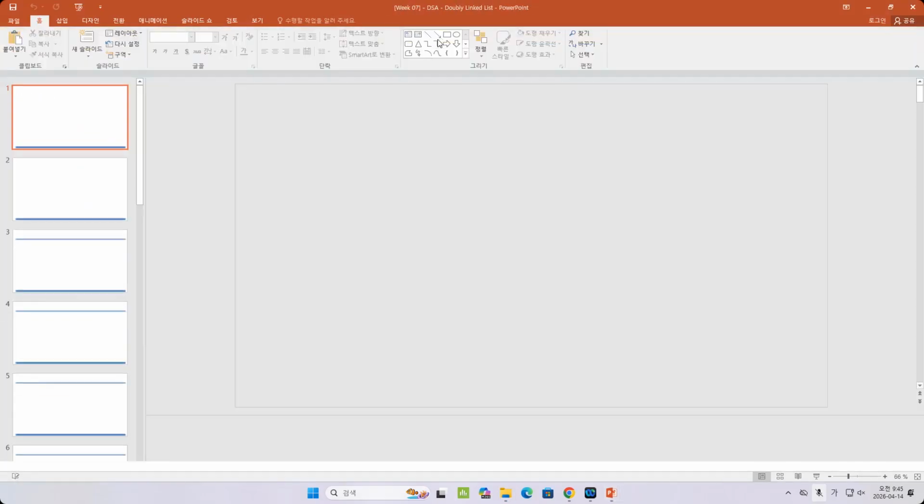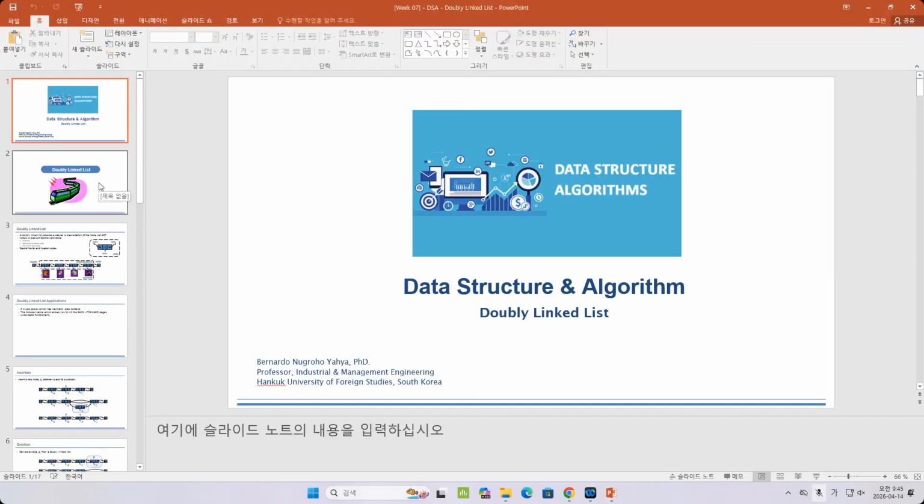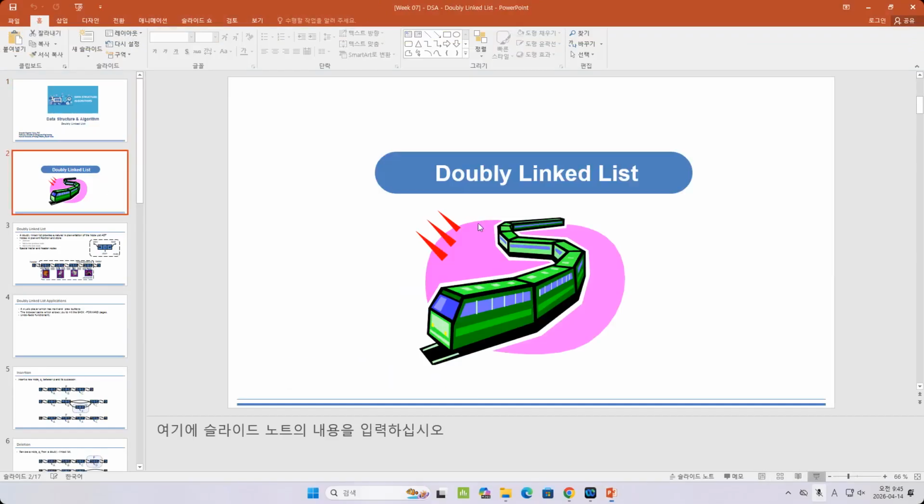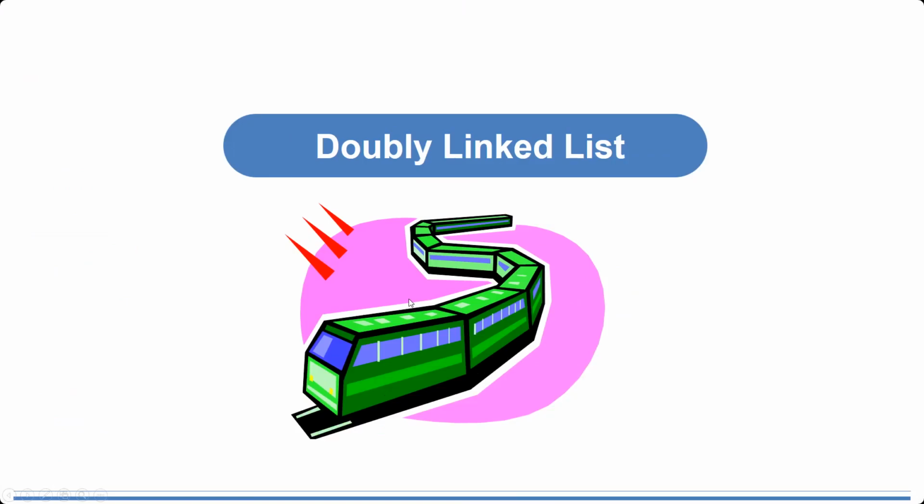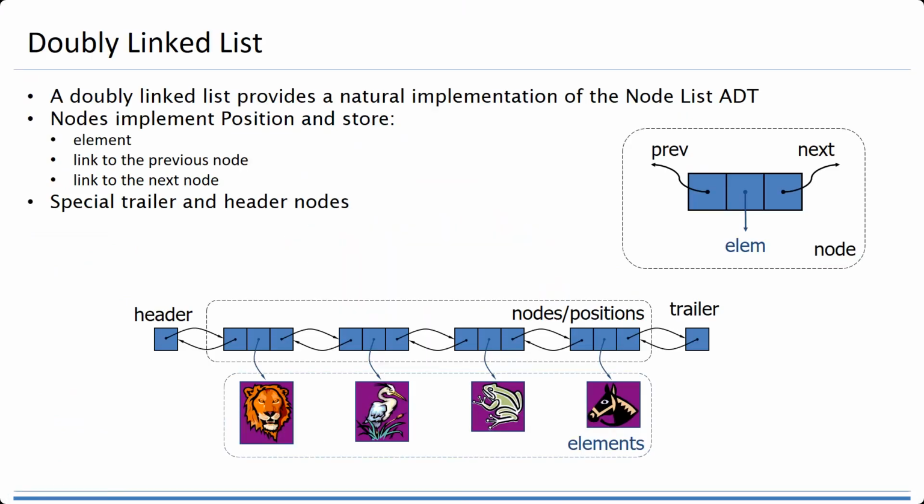The next is about the doubly linked list. In the doubly linked list, it is quite similar to the singly linked list. We call it doubly. What we learned before was singly. Singly means single, and doubly means double. So a doubly linked list provides a natural implementation of the node list ADT.